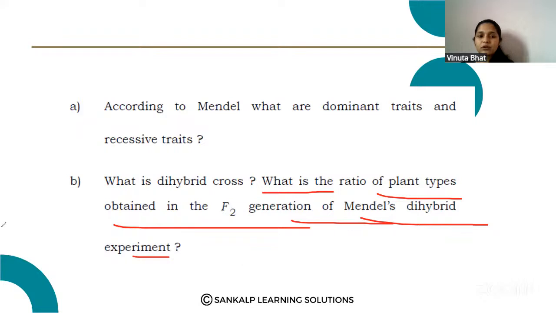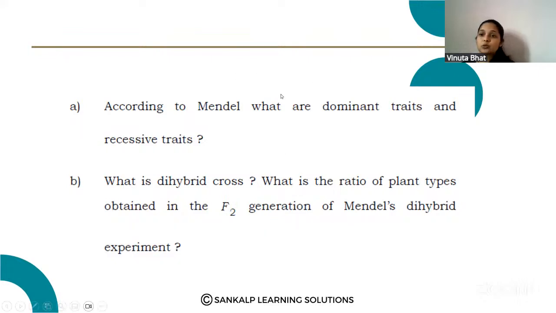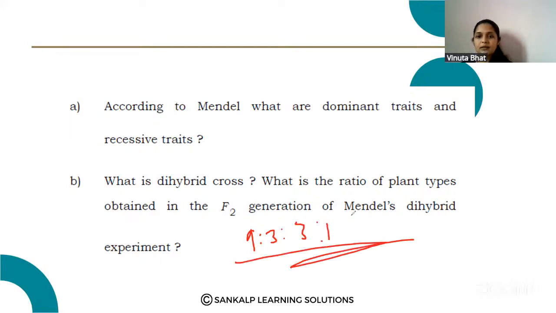So in the dihybrid cross, two different plants were hybridized with two different characters, two contrasting characters. Here, the characters separate independent of each other. So that is the dihybrid cross of Mendel. Then the ratio of these plants is 9:3:3:1. Okay, so that is the ratio.